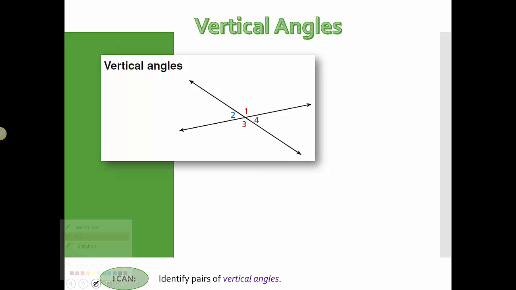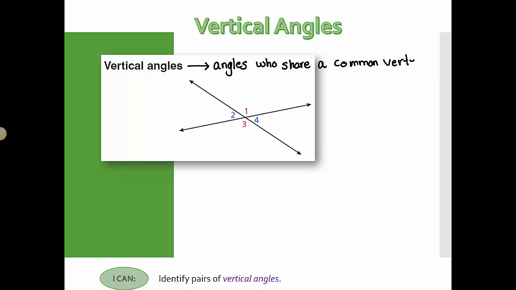So let's write a definition for vertical angles. Vertical angles are angles who share a common vertex and whose sides form opposite rays.